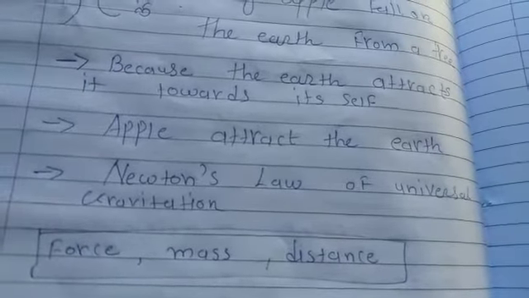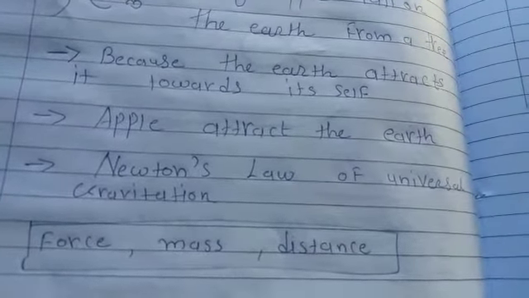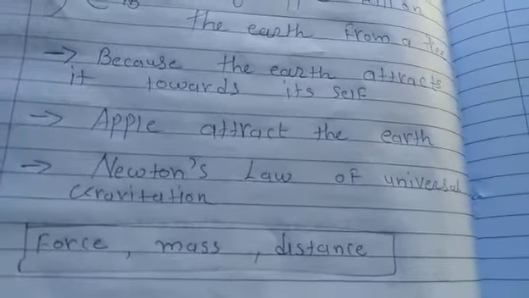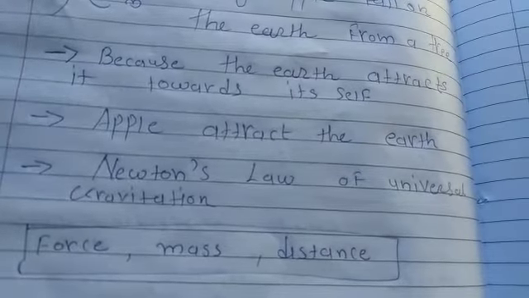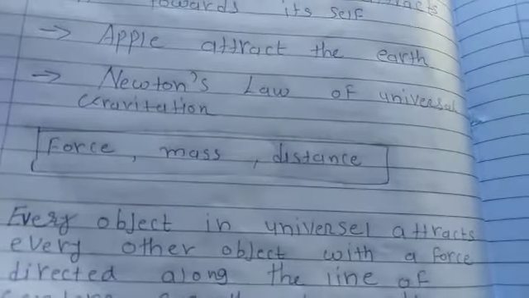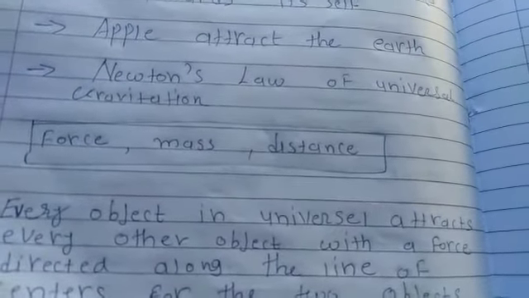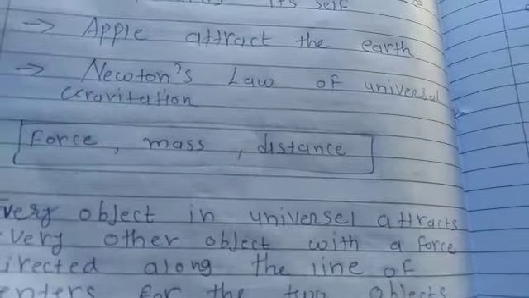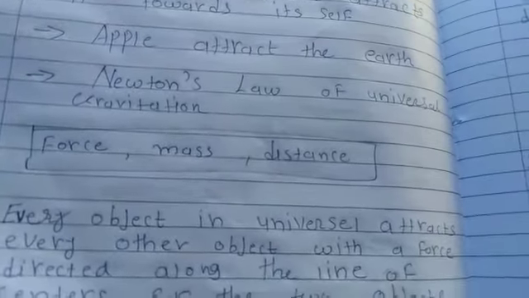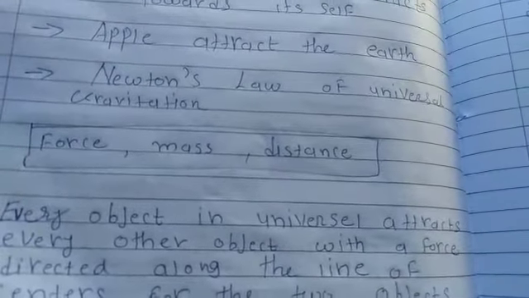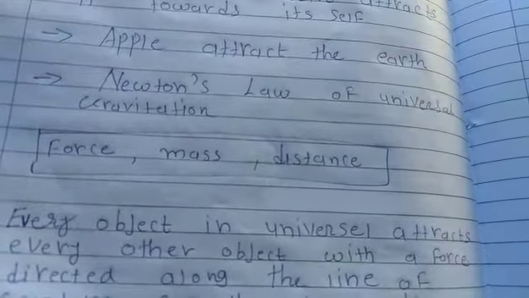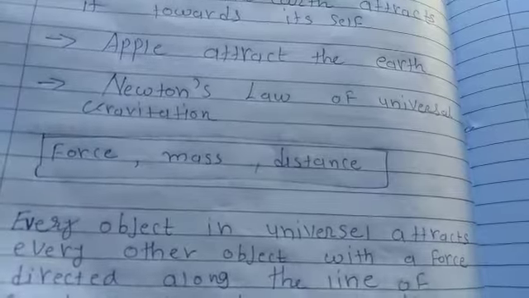Right? Next, Newton's law of universal gravitation. From this observation, he found the universal law of gravitation. Now we are going to understand this law. This is a very important law for further study, and very interesting also. The terms used in this law are force, mass and distance.